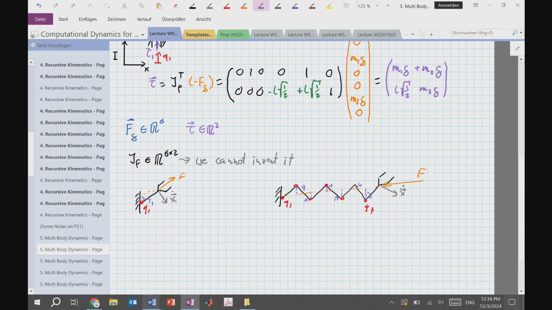Right here, we'll be thinking about balancing forces. I give you force F and you give me the torques that balance F, and that problem is well defined. If you give me 7 taus and ask me to balance those 7 torques with the force F, what is going to happen?